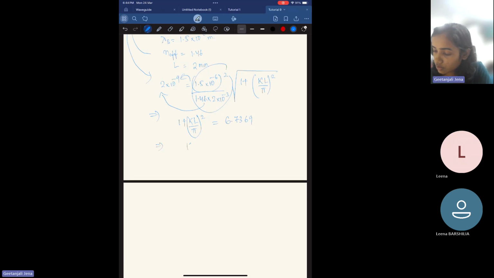So that means now (kappa L by pi) whole square is 5.7369. So kappa L is now pi times the square root of 5.7369. So this will come around 7.5247.